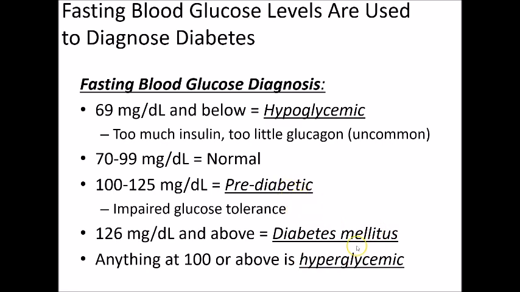Additionally, both the pre-diabetic condition and the diabetes mellitus are considered hyperglycemic. So anything at 100 milligrams per deciliter or above is known as hyperglycemia, which is just a clinical name for high blood sugar.